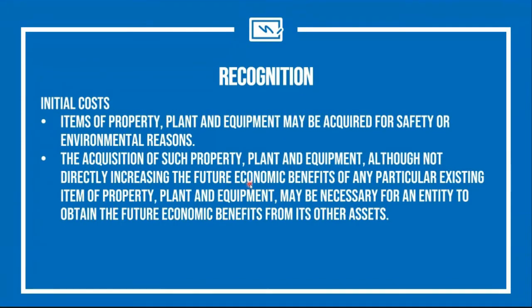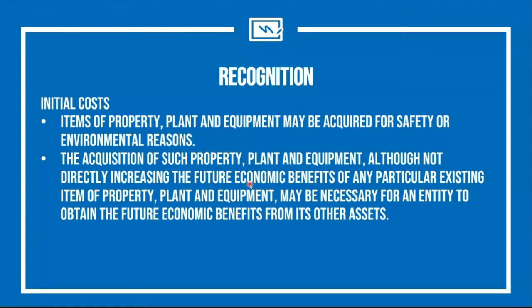Now, there are certain items that will not directly provide us with inflows, but it is necessary or essential for us to obtain economic benefits. That's why, according to the standard, if we are going to acquire additional property, plant, and equipment, or additional items that qualify as property, plant, and equipment, even though they will not provide direct economic benefits, they are still recognized as PPE because they are necessary for us to obtain the economic benefits.